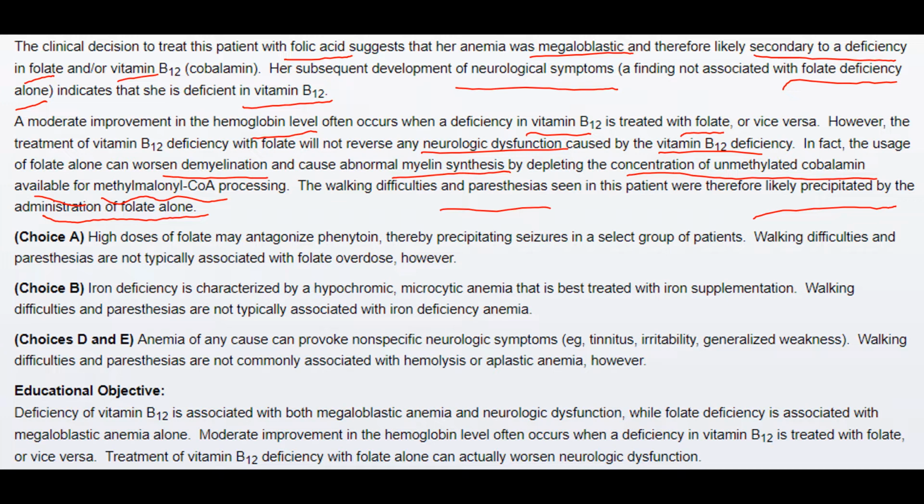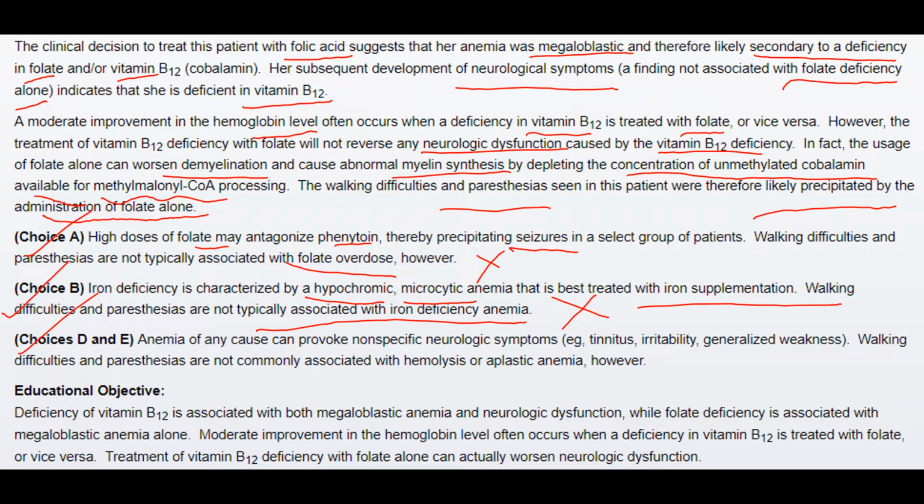The other choices were incorrect. In choice A, high doses of folate may antagonize phenytoin, thereby precipitating seizures in a selected group of patients. Walking difficulties and paresthesias are not typically associated with folate overdose, however, and thus the answer was incorrect. In choice B, iron deficiency is characterized by a hypochromic microcytic anemia that is best treated with iron supplementation. Walking difficulties and paresthesias are not typically associated with iron deficiency anemia, thus it was incorrect.